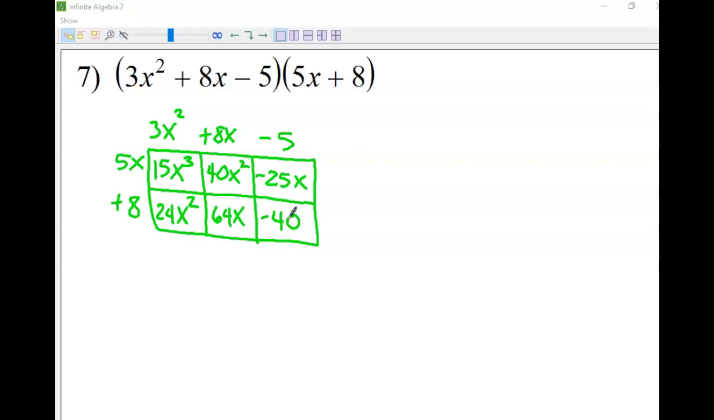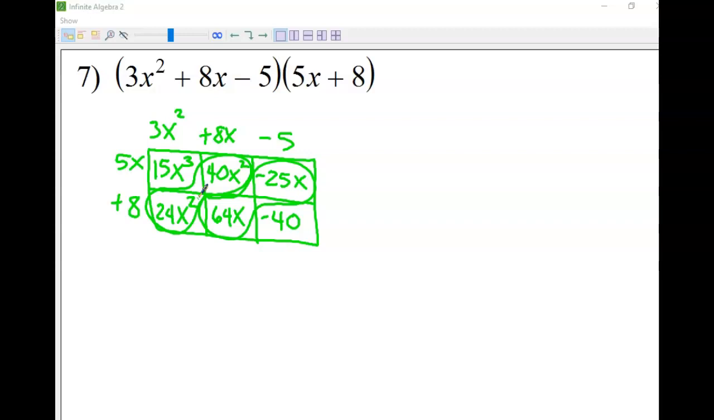Now you got to be careful with these ones. It's not necessarily a guarantee that they'll always be like terms diagonal from each other, but are these like terms? So we'll combine them, right? Are these like terms? Yes, so we're good. But just beware, they're not always like terms. So before you combine them, you want to make sure they are.